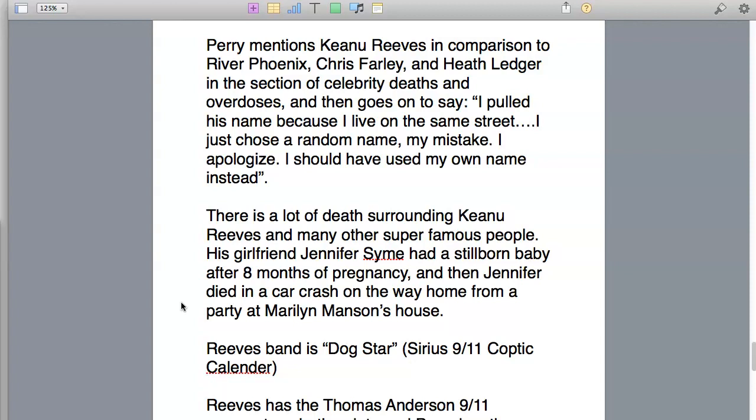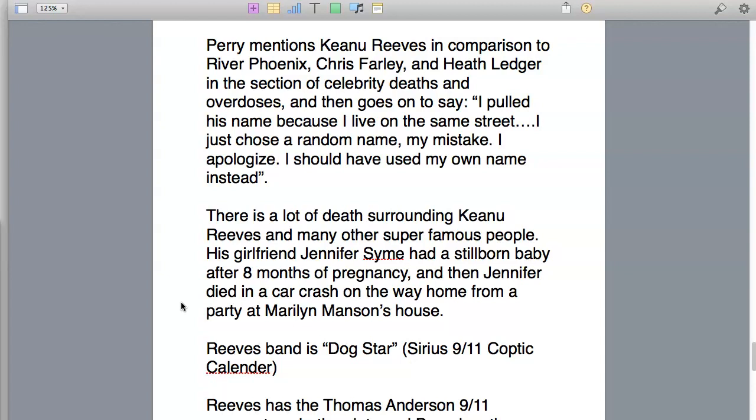And Keanu Reeves is channeling that into his star, quote unquote, in Hollywood by naming his band Dog Star and having that relationship to The Matrix and Neo, which is the film that everyone in the truth movement uses to describe the system that we are in.